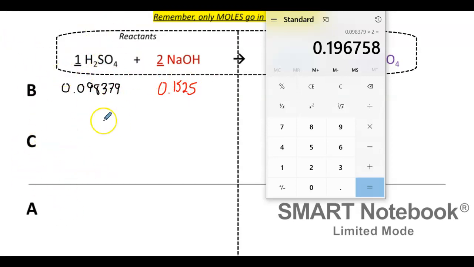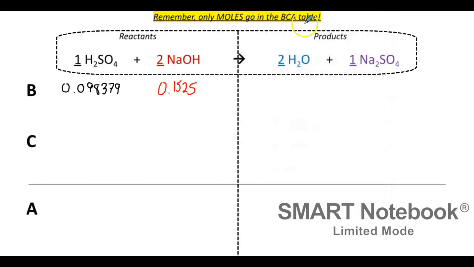That was just a little guess and check I did. I'm going to go through and actually pick the wrong limiting reactant to show you what happens if you do that and how you can fix it. Okay, so let's just say this is my limiting reactant. I'm going to label it LR. So before the reaction starts, I have 0.098379 moles of sulfuric acid. I have this many moles of sodium hydroxide. And before the reaction starts, I have no water and none of this salt over here.